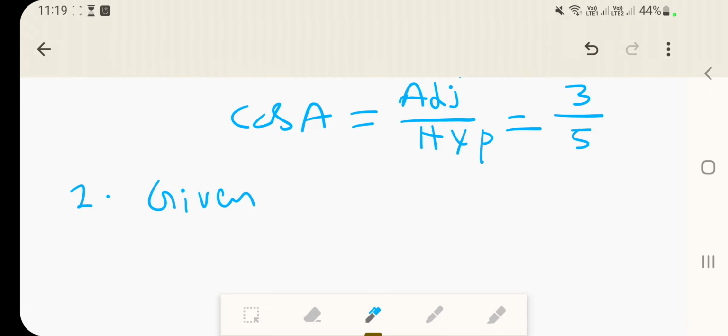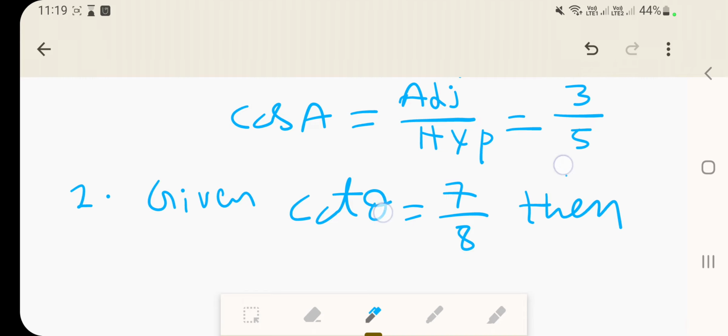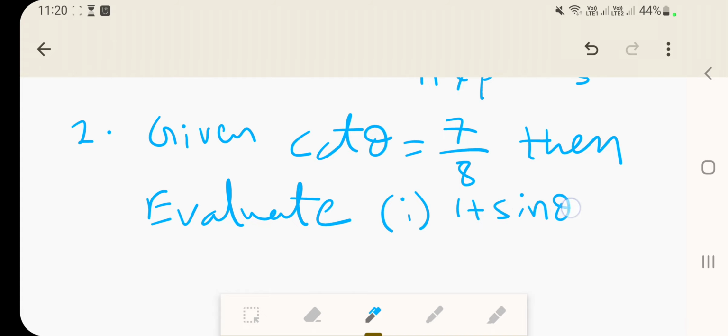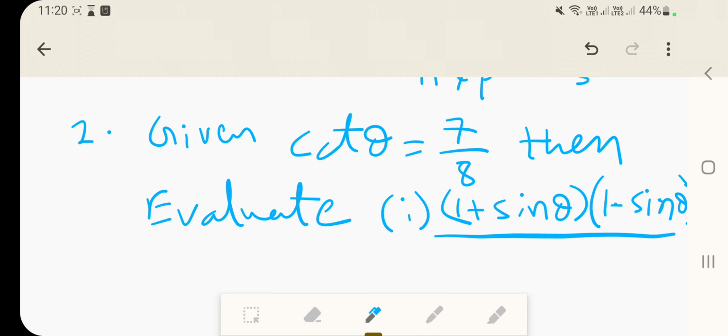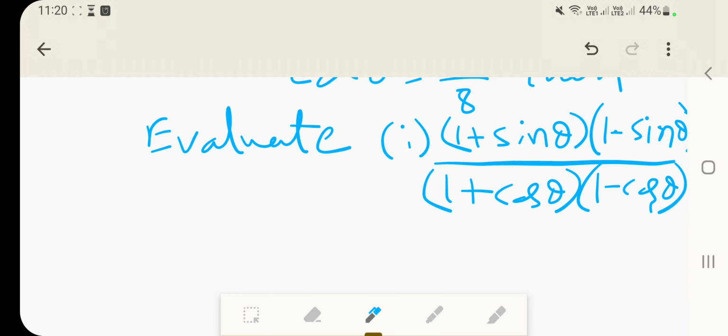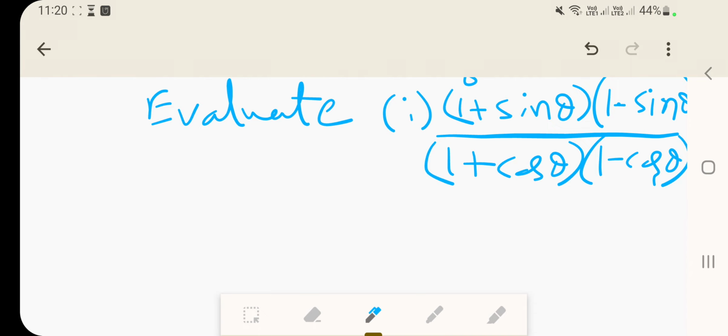Given cot theta is equal to 7 by 8, then evaluate. They have given two questions in this problem. The first one is (1 plus sine theta)(1 minus sine theta) divided by (1 plus cos theta)(1 minus cos theta). This is the first question of the problem. We'll solve this, and the second one we'll do after this.